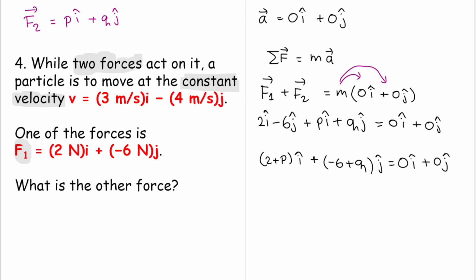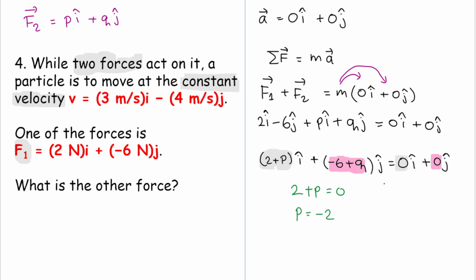Good. And we can just pair them up, right? 2 plus P here has to be 0, and then this minus 6 plus Q also has to be 0. Maybe let's use a different color there. So I will have 2 plus P equal to 0. So we can just subtract 2 from both sides, and we will have P equal to minus 2.